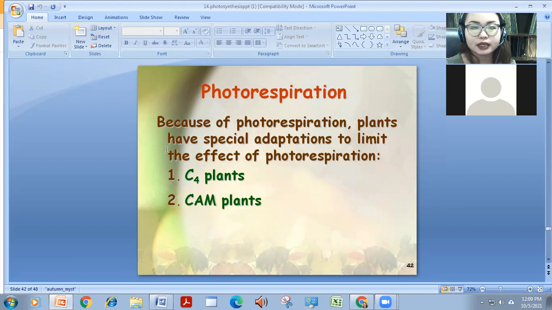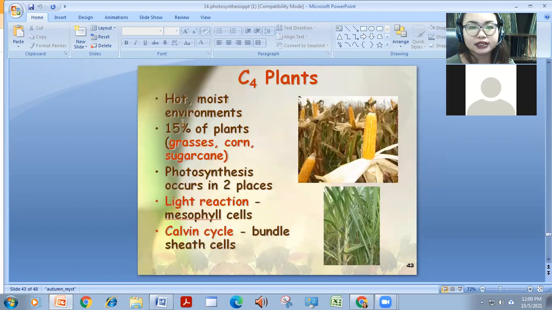Some plants have special adaptations to limit the effect of photorespiration. So aside from C3 plants, we have the adaptations known as the C4 plants and the CAM plants. Now, what are C4 plants? These are plants which thrive in hot, moist environments, which comprise 15% of plants on Earth. That includes the grasses, the corn, and the sugar cane.